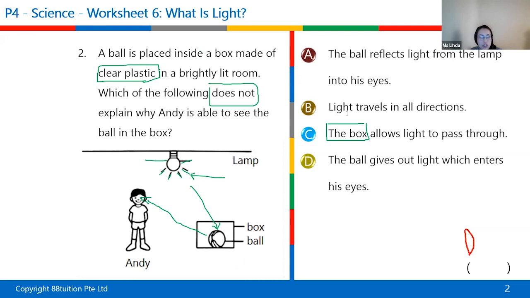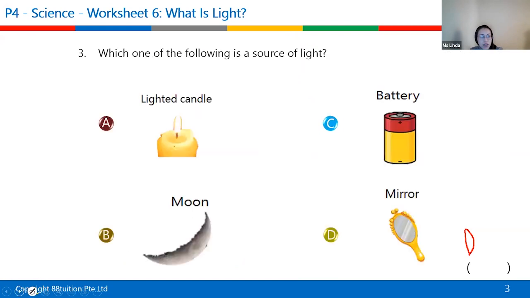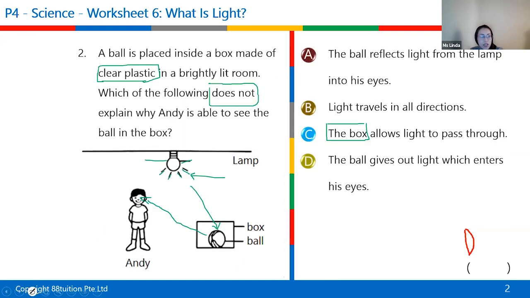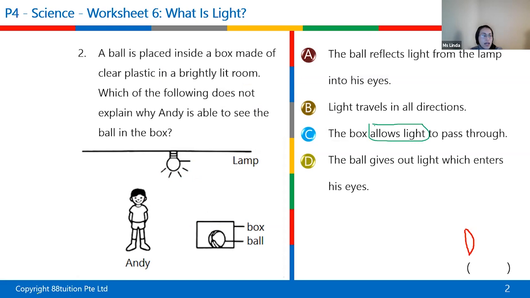You don't really need to mention this, but they said that the box allows the light to pass through. Wait, let me clear my handwriting first. Oops, sorry, I highlighted the wrong thing. So basically, your box allows light. They already mentioned they allow the light to pass through. So it's already suggested that it is clear plastic and it allows the light to pass through.